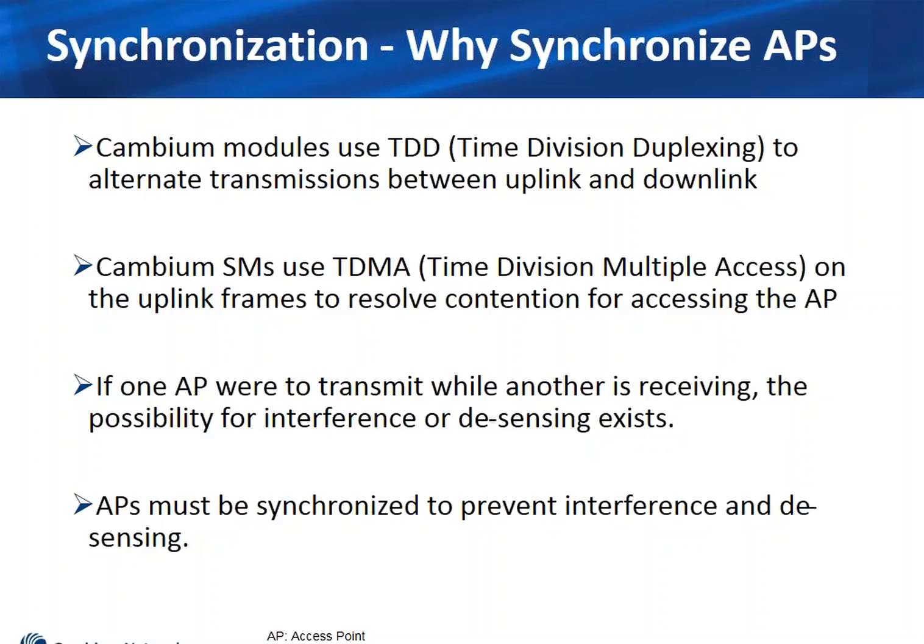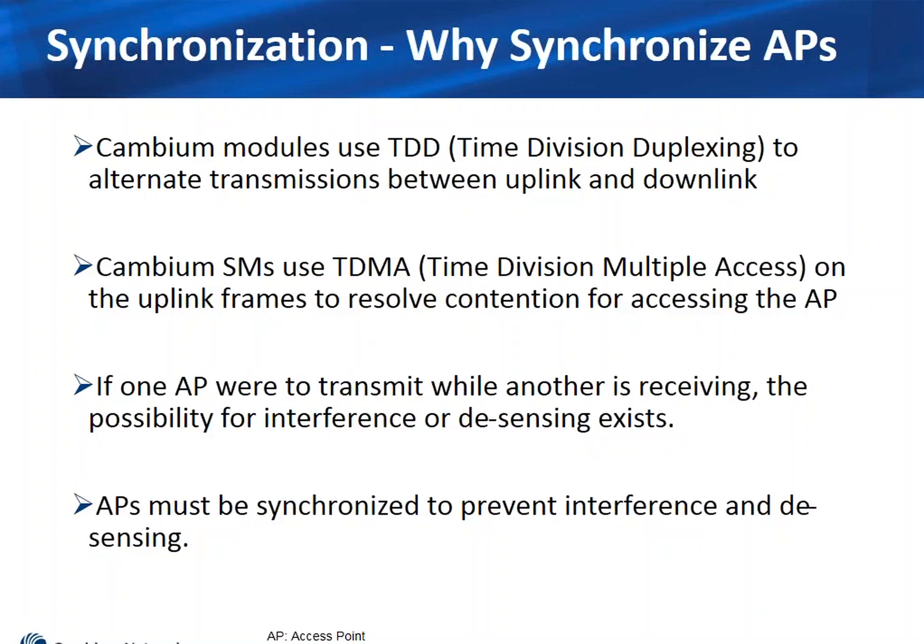If one access point transmits while another is receiving, there is a high probability of interference, or what's called desensing of the receiver. That leads to a degradation, oftentimes very significant, in your overall throughput performance. So APs, access points, must be synchronized to prevent interference and desensing.